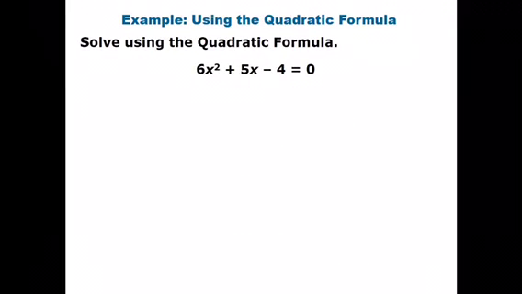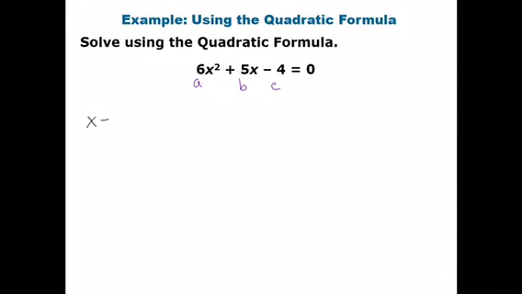Let's look at another example. This time I've got 6x squared plus 5x minus 4 equals 0. So once again, I know my a value is 6, b is 5, and c is negative 4. So now I want to plug these into the quadratic equation, and then I'll start to evaluate.